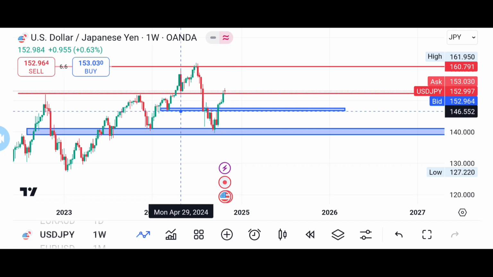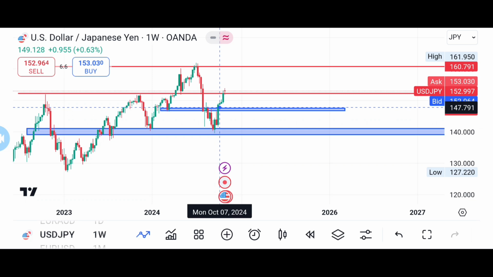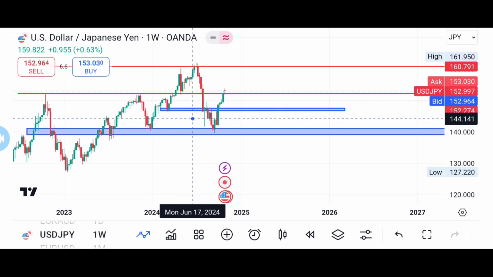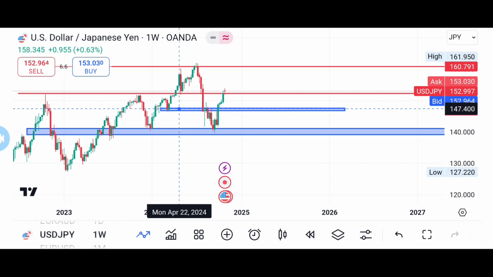So now, can you see we have a possible inverse head and shoulder here. Why am I saying so? I know it may not be very clear.